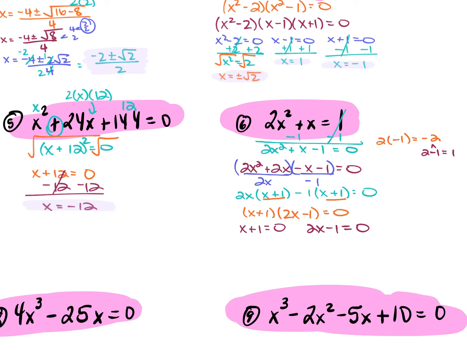For the x plus 1 is equal to 0, what are we going to do to get x by itself? Subtract 1 from each side, so x is negative 1. For the 2x minus 1 is equal to 0, add your 1 to both sides, you get 2x is equal to 1. Then divide each side by the 2, so x is 1/2. So again, 2 solutions for this one, the negative 1 and the positive 1/2.